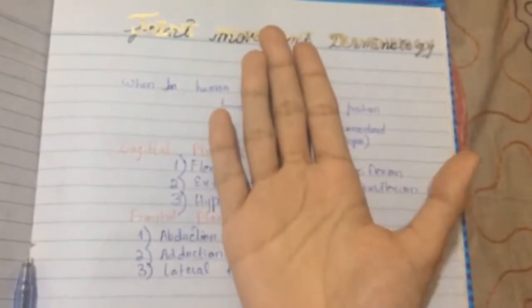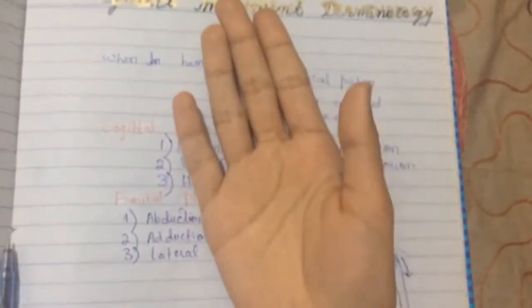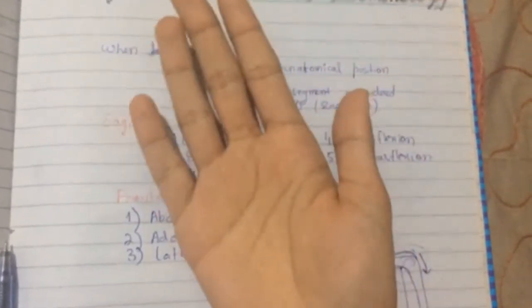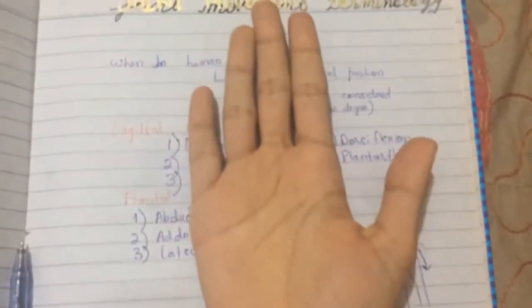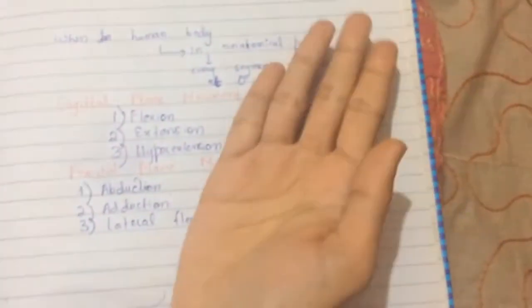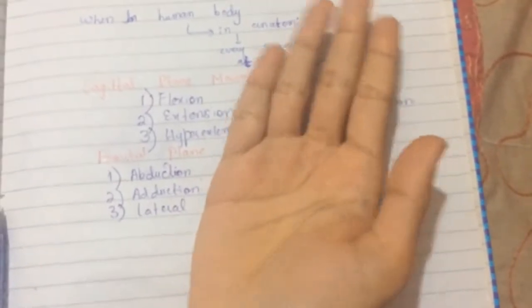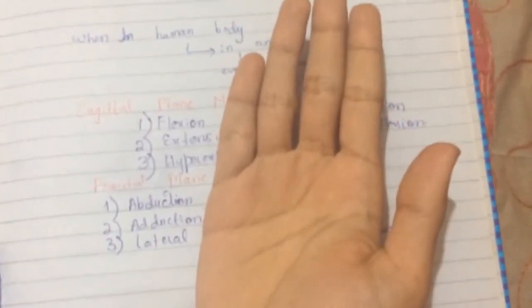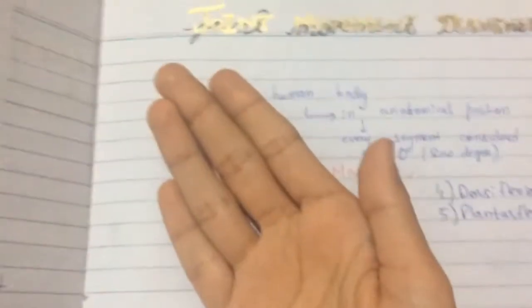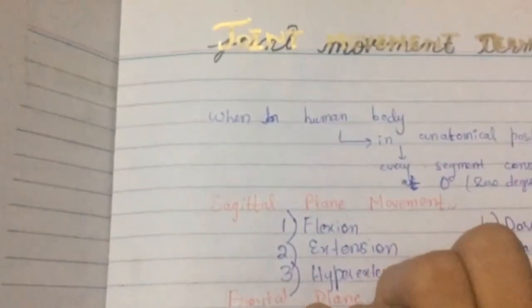Next are radial and ulnar deviation. On the wrist joint, the thumb side is the radial side and the little finger side is the ulnar side. If we move the joint to the radial side, this is called radial deviation, and if we move the joint to the ulnar side, the little finger side, this is called ulnar deviation.